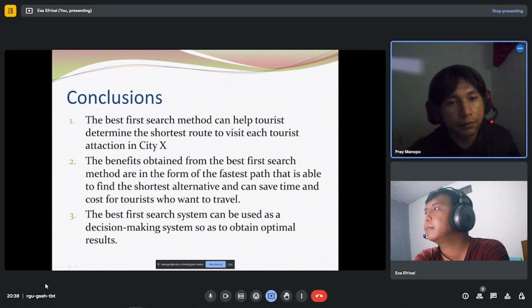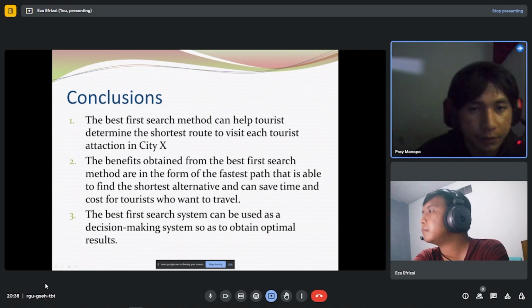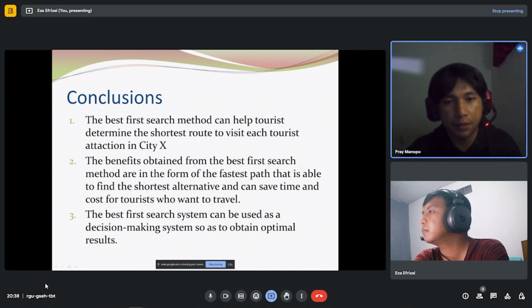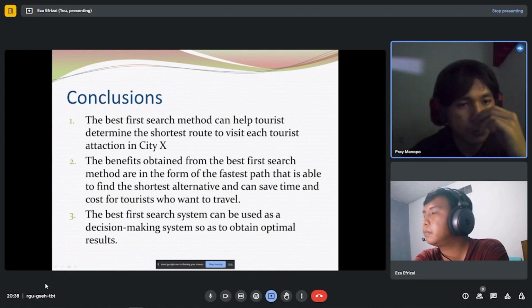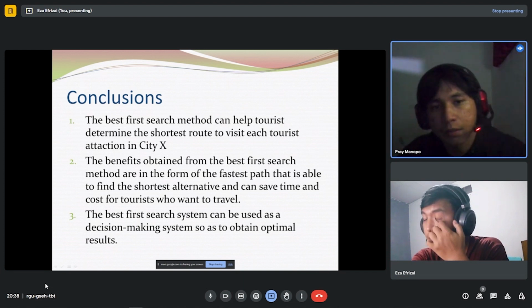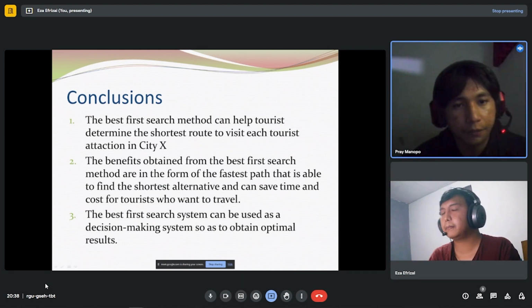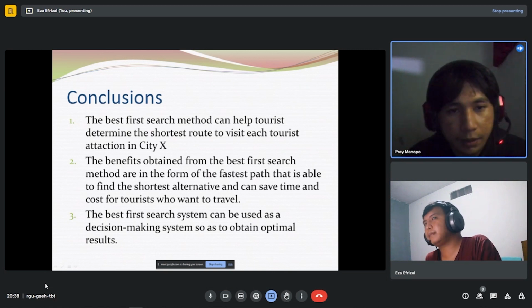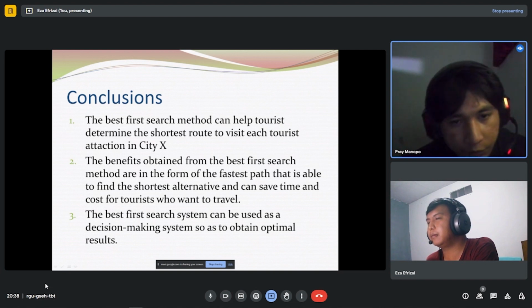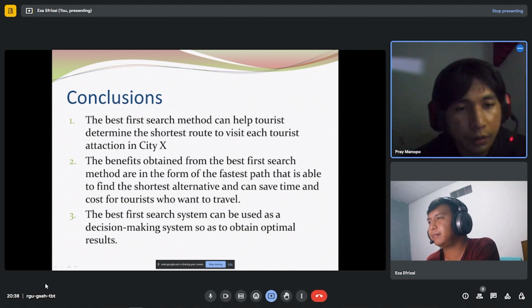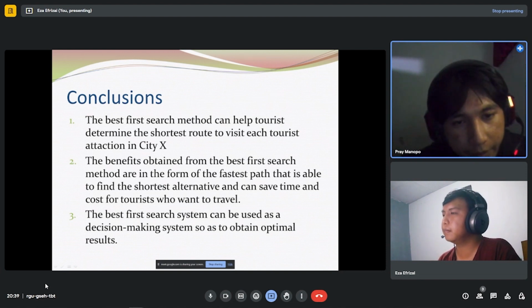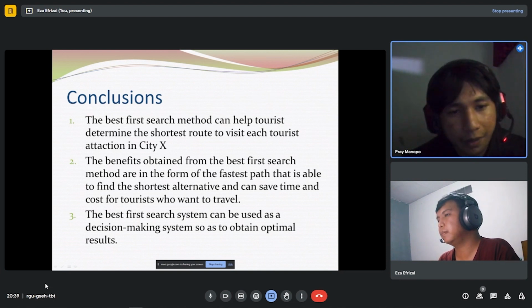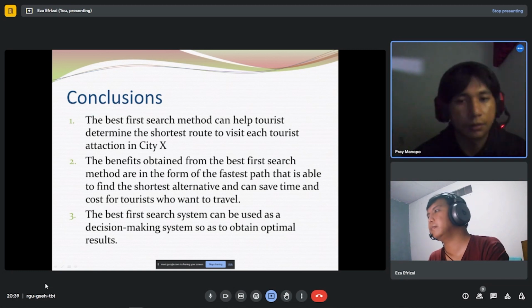And conclusion. Number one, the best first search method can help tourists determine the shortest route to visit tourist attractions in City X. Number two, the benefits obtained from the best first search method are in the form of the fastest path that is able to find the shortest alternative and can save time and cost for tourists who want to travel. And number three, the best first search system can be used as a decision-making system so as to obtain optimal results.